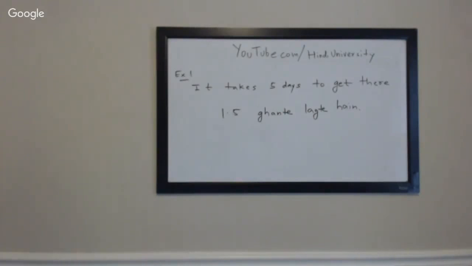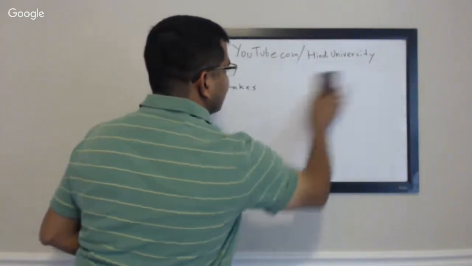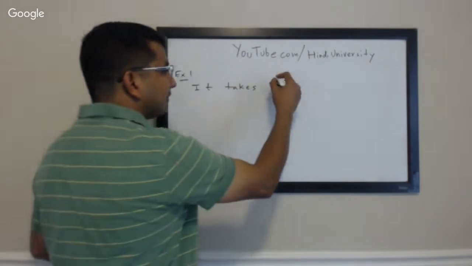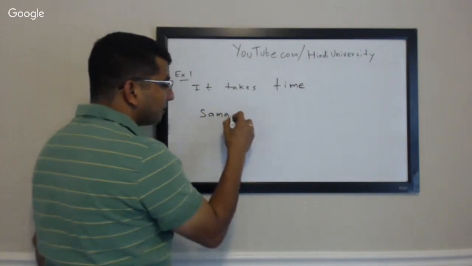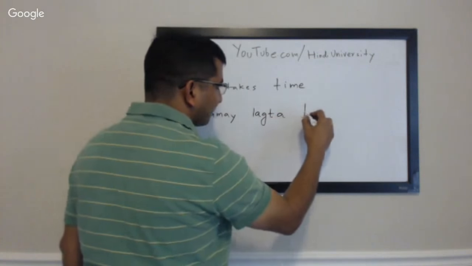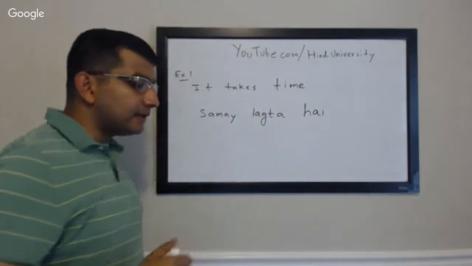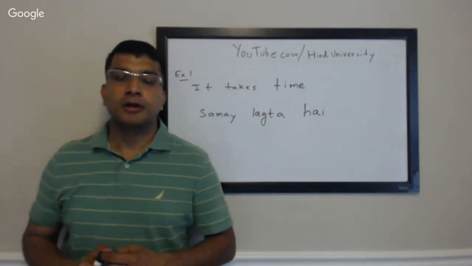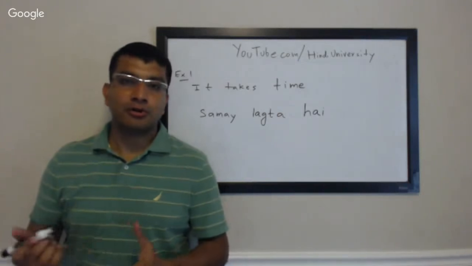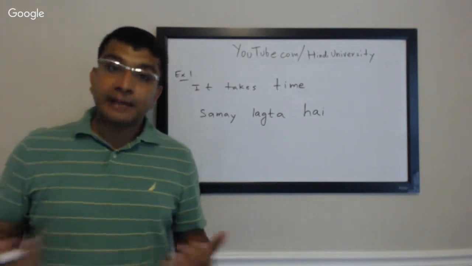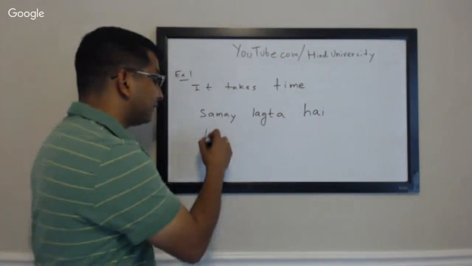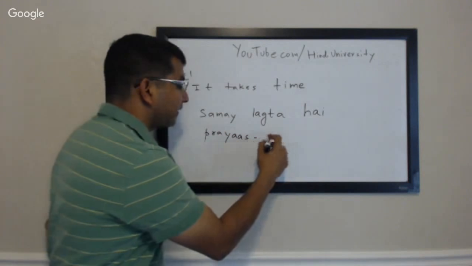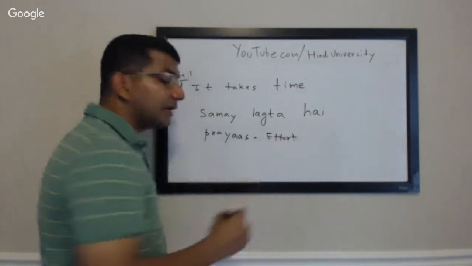Okay, so I'm just thinking of more examples, in the present tense. So what if you want to just say it takes time? In the base form, you will say it takes time, and the way you will say it is samay lagta hai. Okay, samay lagta hai. Even if you were to give a philosophical speech or talk to your friend, you will say, to learn something, time lagta hai. It takes some effort, right? So you can say samay or prayas lagta hai. Prayas is nothing but effort. Okay, to learn anything, it takes time.